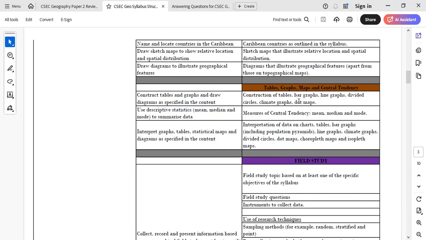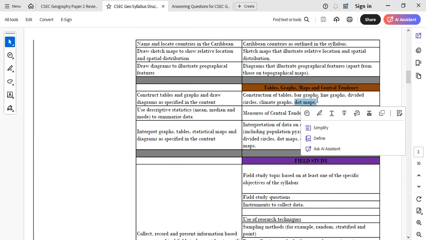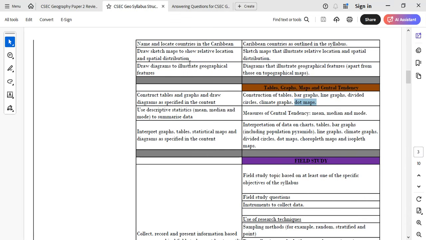The dot maps, they haven't really brought dot maps ever at this level. I'll be surprised, but if they do, it will be a simple construction. Remember, each dot represents a certain number of people, and you put the dots based on the information given to you, right? So just be mindful of those things moving forward with the practical skills that could come in the general paper 2, in any part of paper 2.